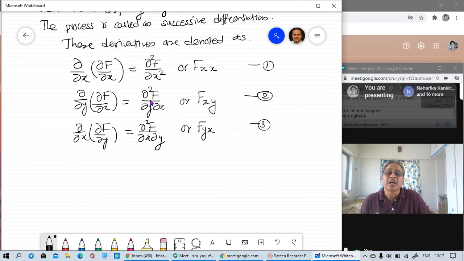So first you have to take the differential of f with respect to x and then differentiate that ∂f upon ∂x with respect to y. We get the second order partial derivative of f with respect to x and y, and this is written as fxy. That is the second equation. Similarly here, the partial differentiation of ∂f upon ∂y with respect to x is written as ∂²f upon ∂x ∂y, or in shortcut it is written as fyx.